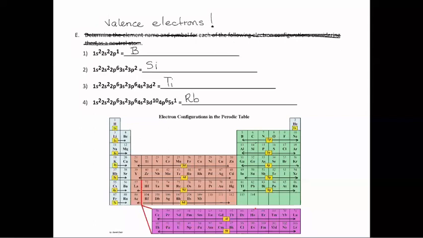Put in the chat, what are the 2 elements that are representative elements? Put in the chat the 2 elements that are representative elements. Out of these, which are representative elements? Excellent, boron and rubidium. The group number for boron is 3A. Rubidium lives in group 1A.